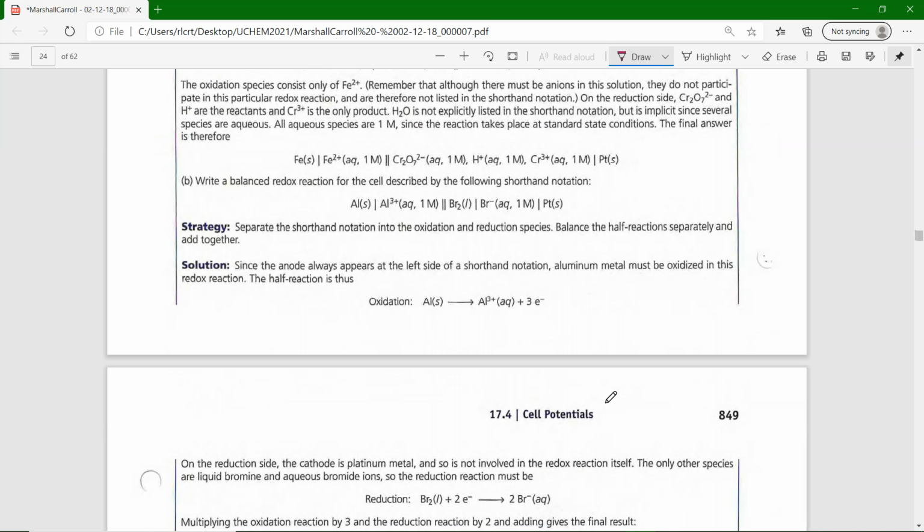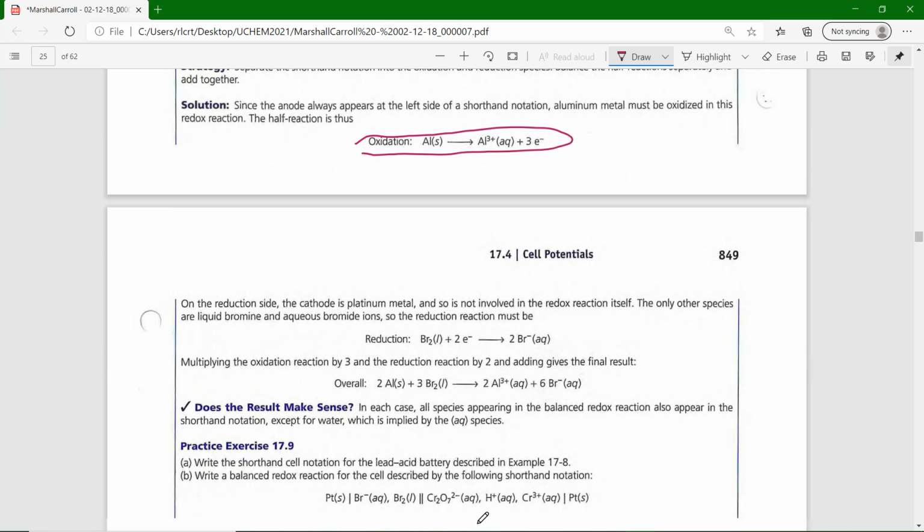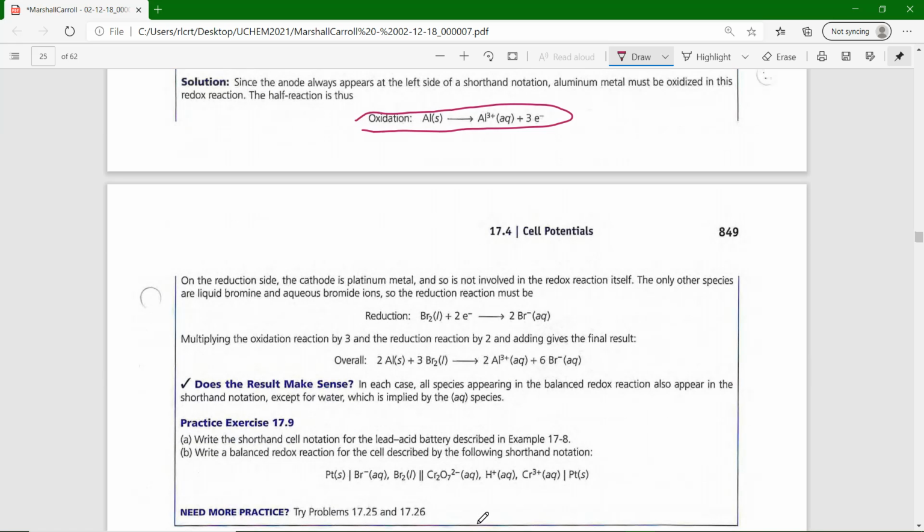Now sometimes you have to work backwards. So here you're given a shorthand notation and you have to balance it. So I'm going to try to do it without looking at it. Oh, too late, I already looked at it. Okay, so the aluminum is oxidized, right? We see there, that's the oxidation. And the bromine is reduced. So now I just have to balance them. So I do 2 times the OHR, 3 times the RHR, add them together, and you end up with 2 Al solid plus 3 Br2 goes to 2 Al3 plus 6 Br minus.